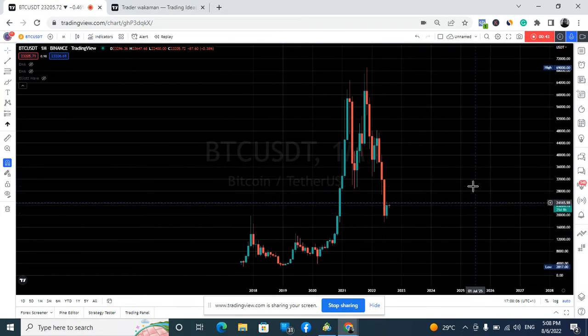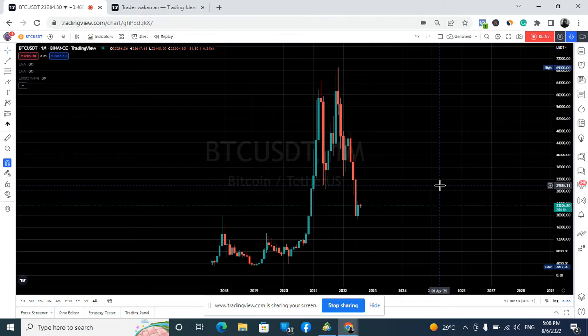So let's go into the market live as the market is going. This is BTC USDT monthly time frame. I just want to keep everything simple so that everybody will understand exactly what I am saying concerning BTC and USDT.